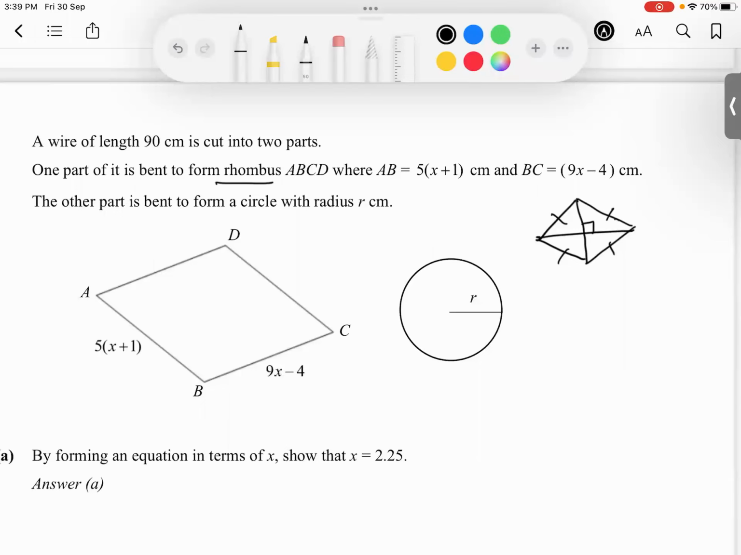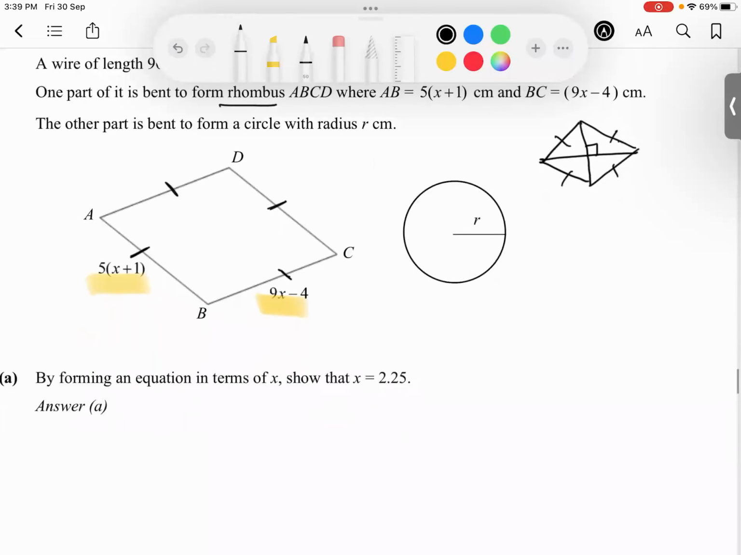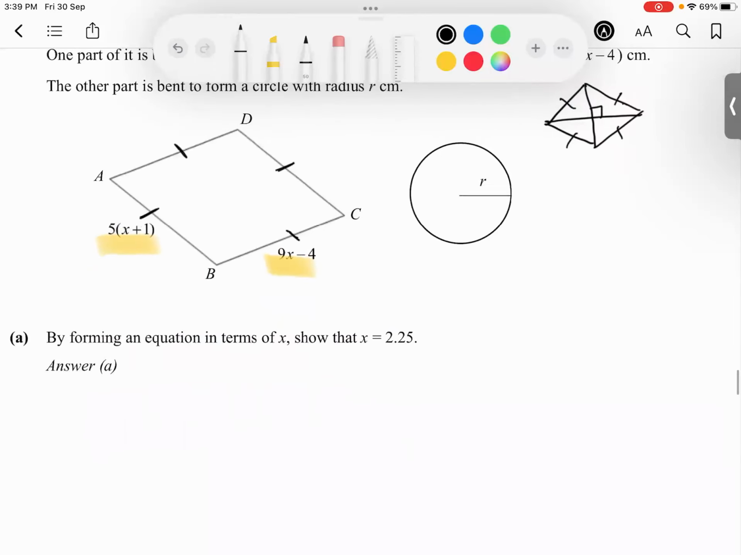Okay, so if they tell you that AB is equal to 5x plus 1, and this one is 9x minus 4, first thing, this is a rhombus. It means AB and BC and DC and AD are all equal to each other. All right, so from here, they say, form me an equation in terms of x. Show that x equals 2.25. Which equation? Only got these two expressions, right? And they are a rhombus.